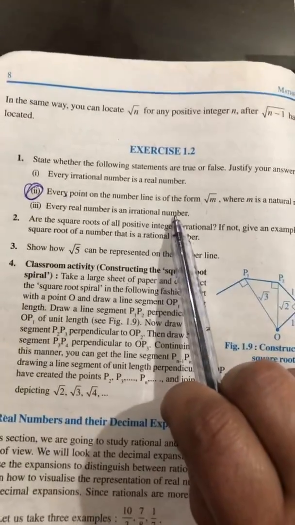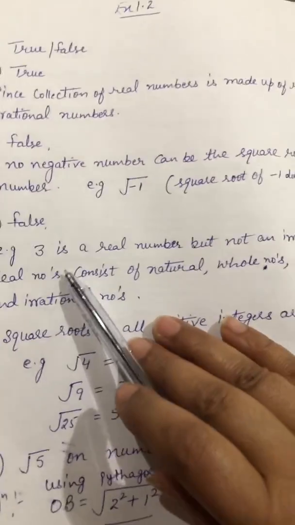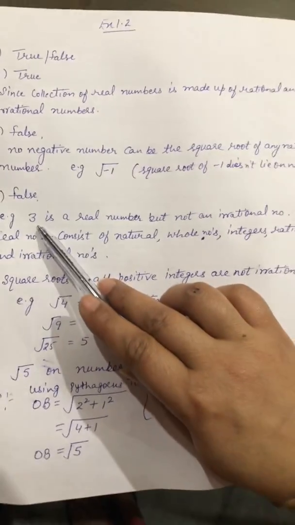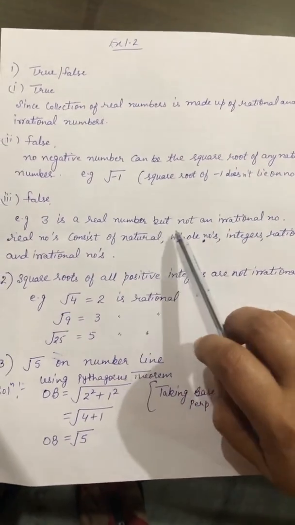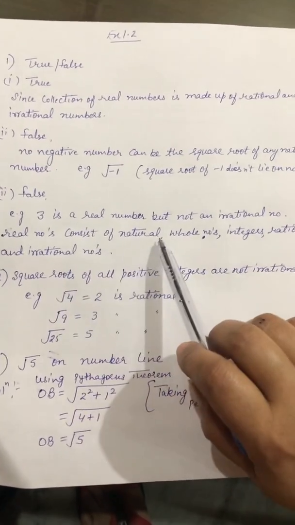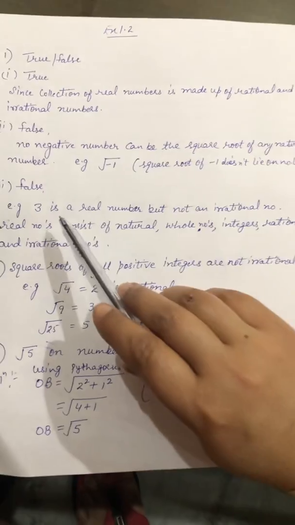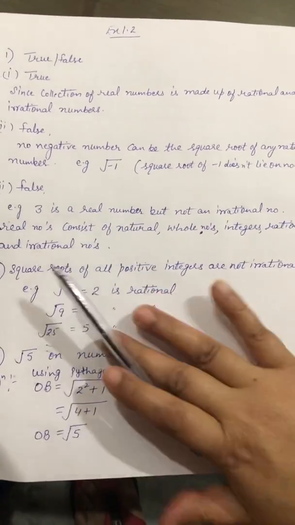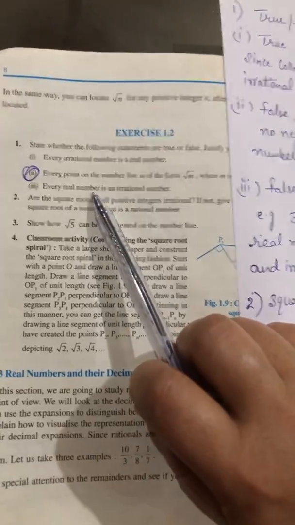Then comes the third part. Every real number is an irrational number. This is again a false statement because, for example, 3 is a real number. We know 3 is a real number, but it is not irrational. Because real numbers consist of natural numbers, whole numbers, integers, rational and irrational numbers, all real numbers are not irrational. Some real numbers are rational also.